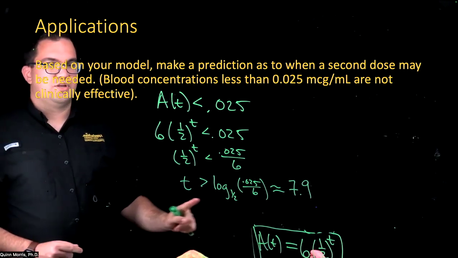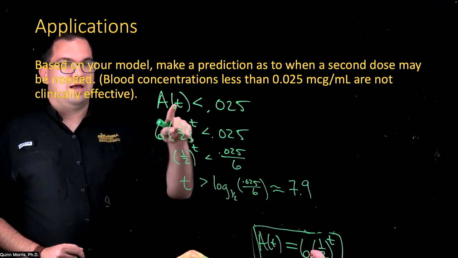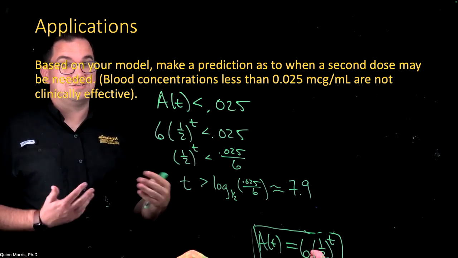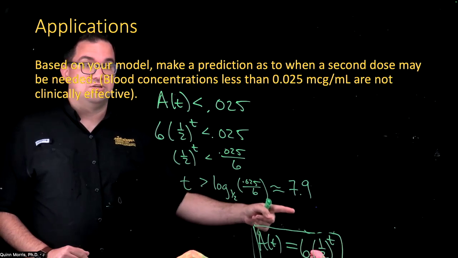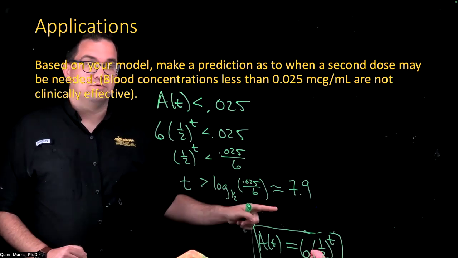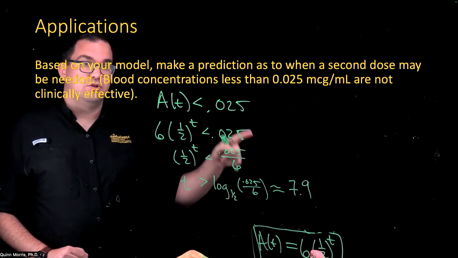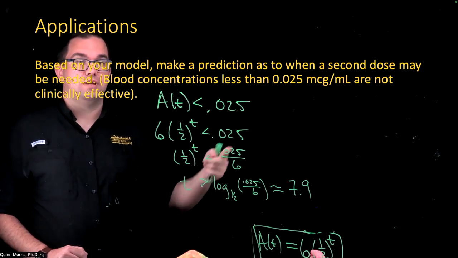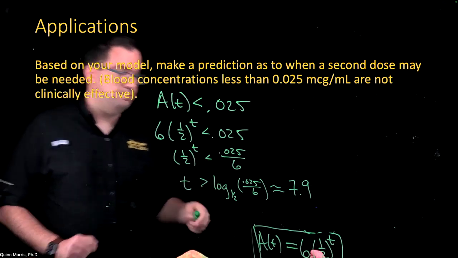That's telling me when time goes beyond 7.9, the concentration is going to drop below 0.025. And again, this is where units are important. My time is in units of hours. So after roughly 8 hours, a little bit less than 8 hours, the concentration is going to drop below 0.025. And so you're going to need to take another dose. Okay.